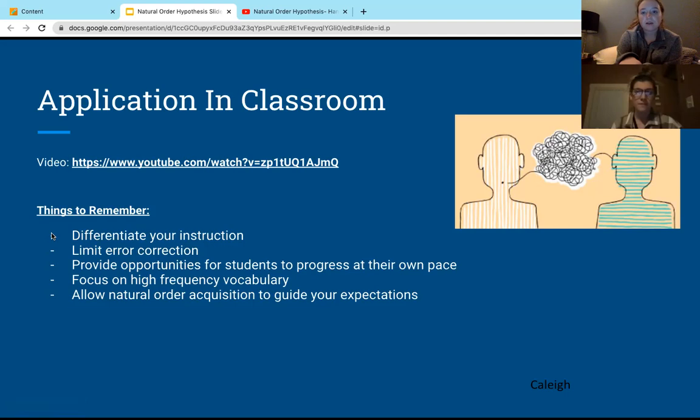Limit error correction. So if you notice that students are attempting to use more English in the classroom, you want to support them by not always shutting them down and correcting every single grammar error, because your students may be at different levels in the developmental stages. You also want to provide them with opportunities to progress at their own pace. So that kind of goes with the other bullet. Along with not giving them a lot of error corrections, you want to really focus on the sentence structures that they're able to make at that time in the environment that they're in.